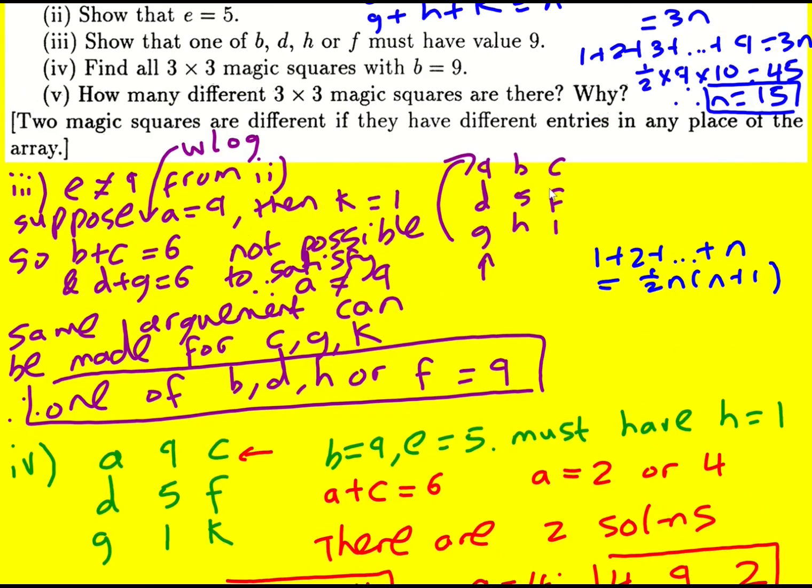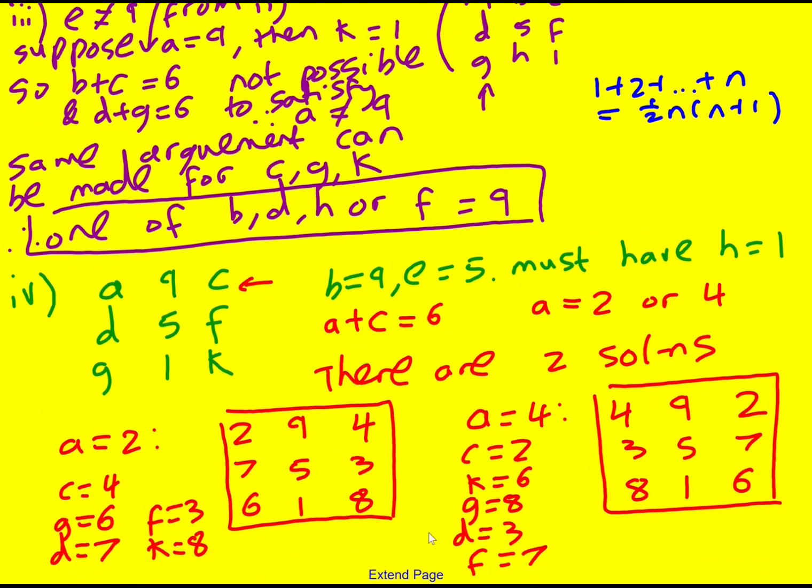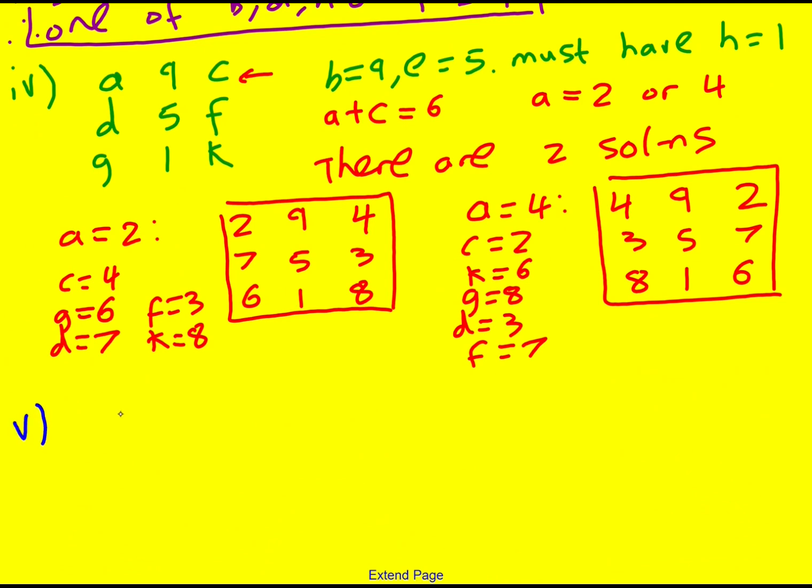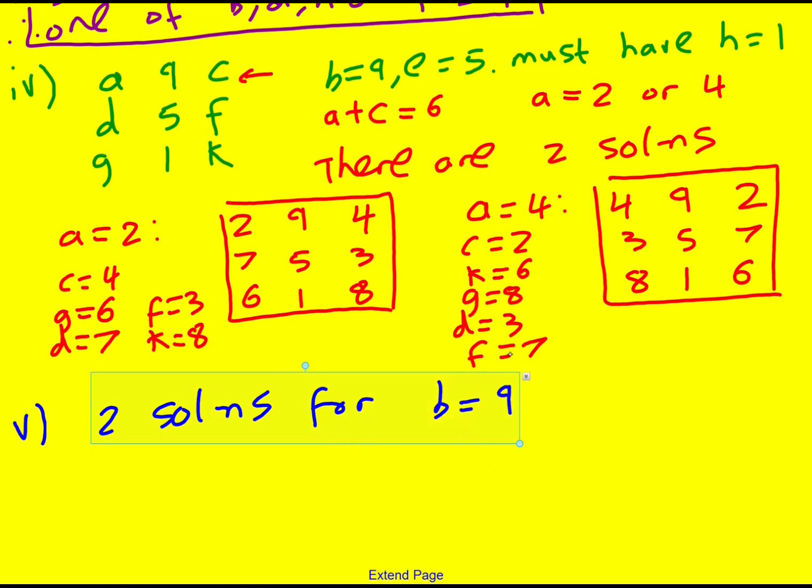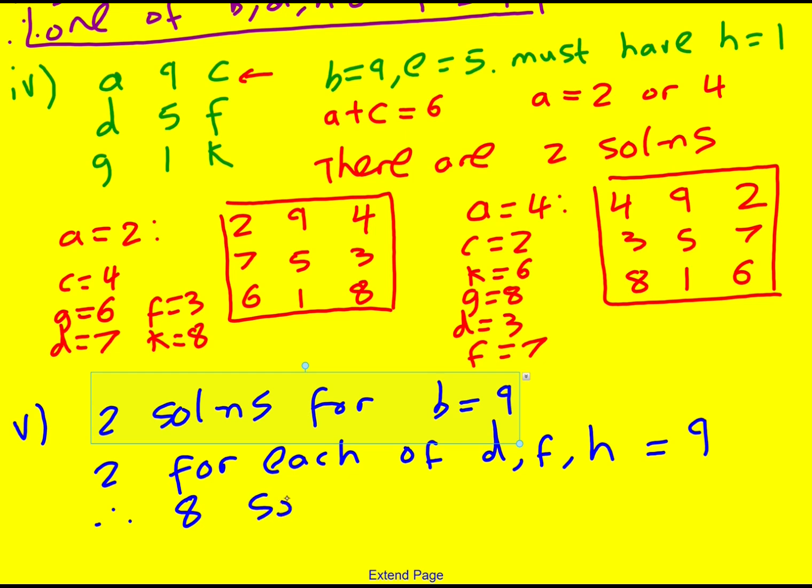Finally, how many different 3 by 3 magic squares are there and why? They're different if they have different entries in any place of the array. Well, we found that there were two solutions for B equals 9, and there's going to be 2 for each of the others, for each of D, F, H equaling 9, and therefore 8 solutions in total. There's nothing special about B equaling 9, we just get a very similar grid for the others, just a rotation essentially.